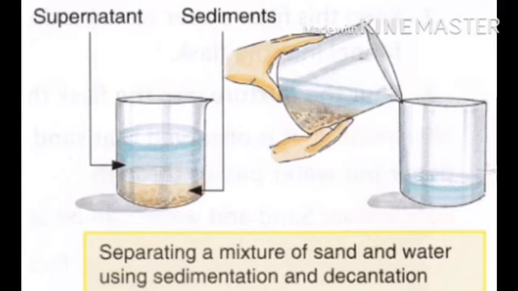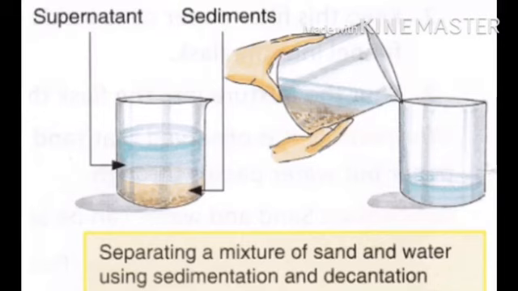In sedimentation, we allow the sediments to settle at the bottom. Means we keep the beaker undisturbed for some time. Then the sediments settle at the bottom because of their heaviness. Means the sediments are heavy, so they settle at the bottom after some time. Then in the second step, you see we slowly pour the upper layer of the water into the next beaker.